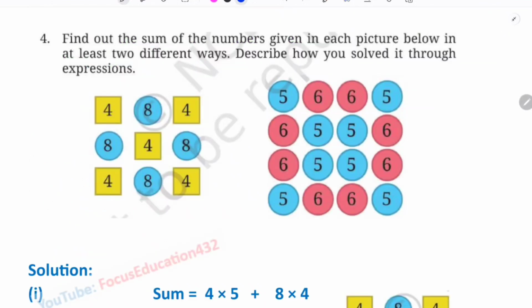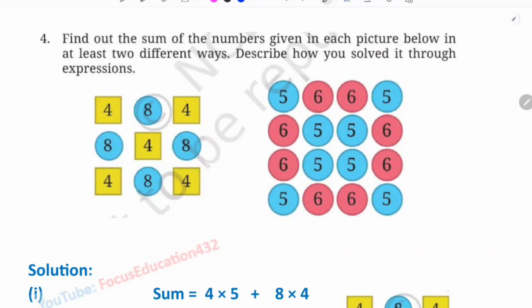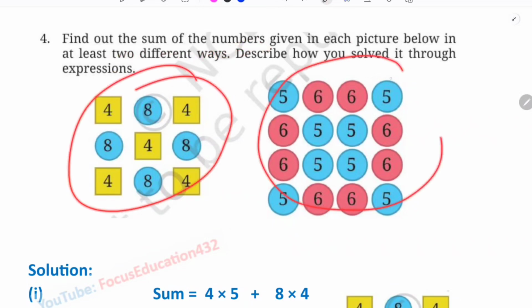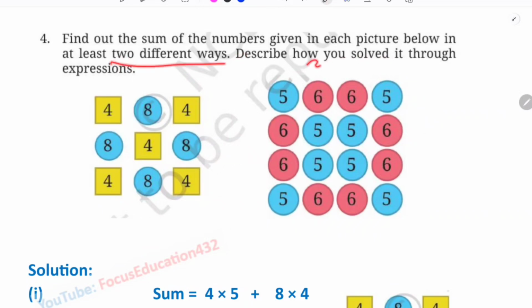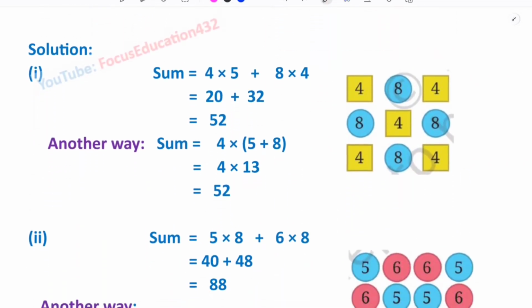Now we will continue. Question number 4. Find out the sum of the numbers given in each picture below. So here we have 2 pictures. This is picture 1 and this is picture 2. Find out the sum of the numbers in two different ways. Describe how you solved it through expressions. So we have to write the expressions to show how we are solving this one. I have kept here separately with the picture so that you have some more clarity.